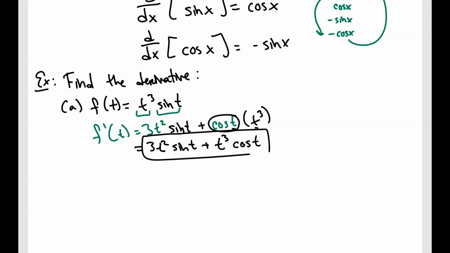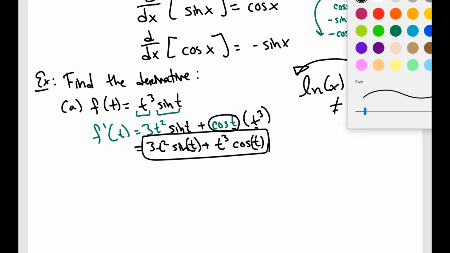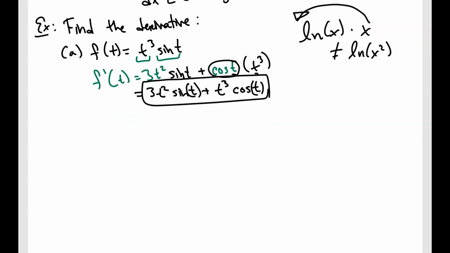This is very similar to natural log. You know how you have natural log of x times x? This is not equal to ln of x squared. You usually write the x in the front and then you're done with it. Okay, so this is basically what you want to be able to do. You can even write the cosine of something in parentheses if you really need to. It's going to be inside of the cosine or inside of the sine. Okay, all right, let's do another problem. So part B.